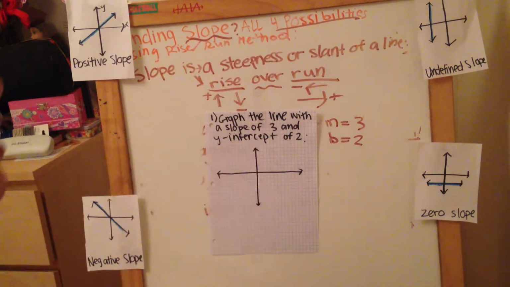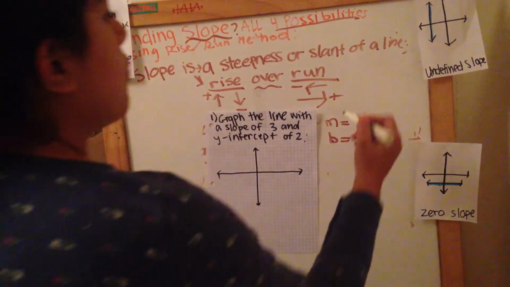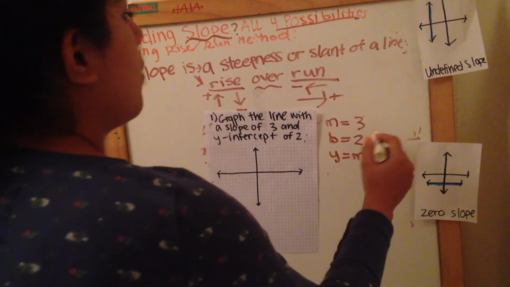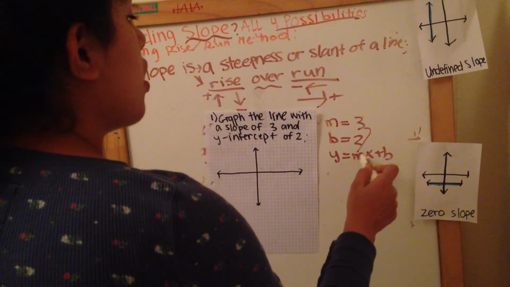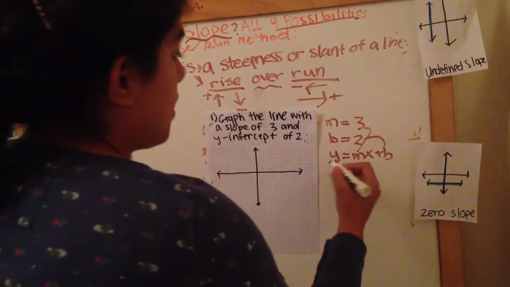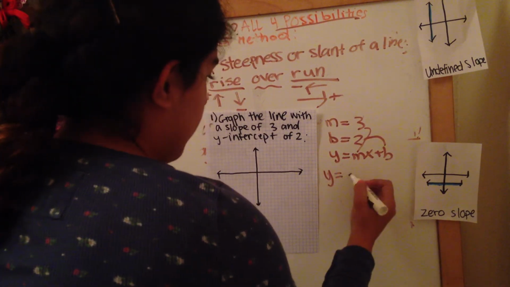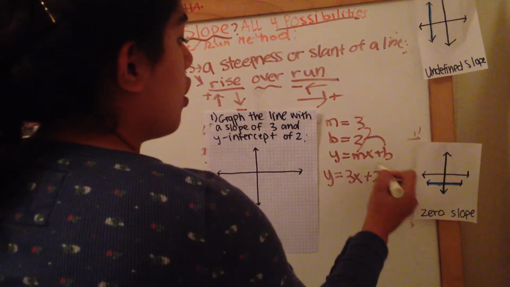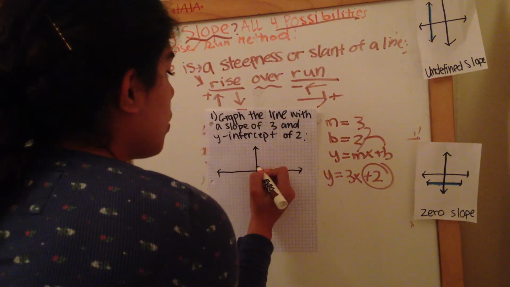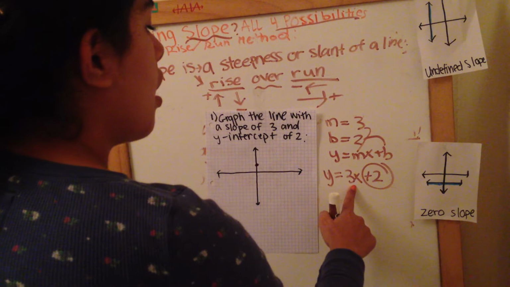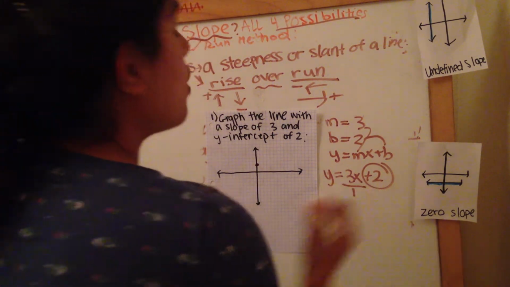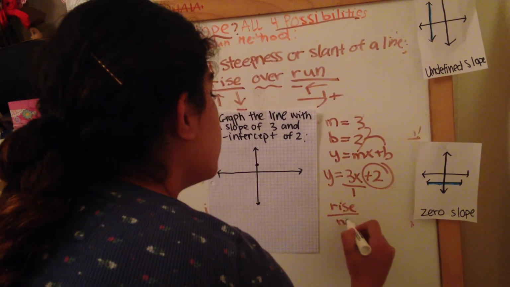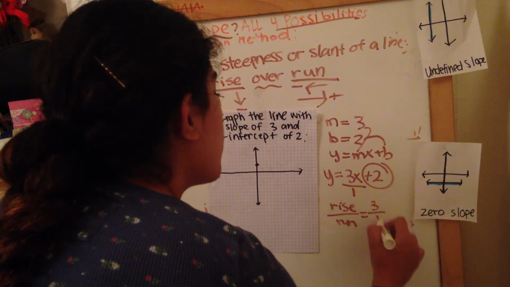Now, remember, you need the slope-intercept equation, y equals mx plus b. Therefore, you plug in 3 for slope and 2 for y-intercept, which gives you y equals 3x plus 2. Your y-intercept being 2, 3 being your slope, which is really 3 over 1. So, rise over run equals 3 over 1.